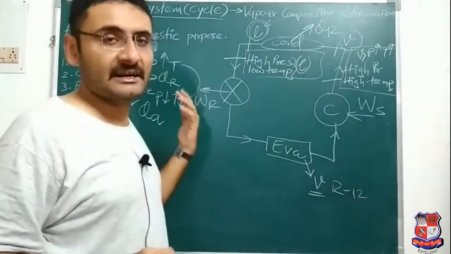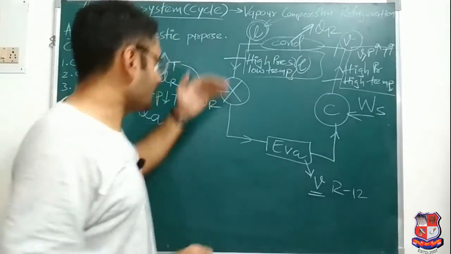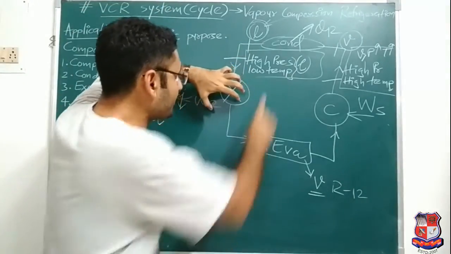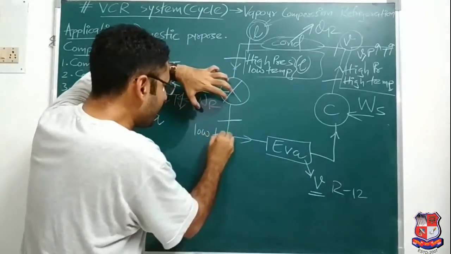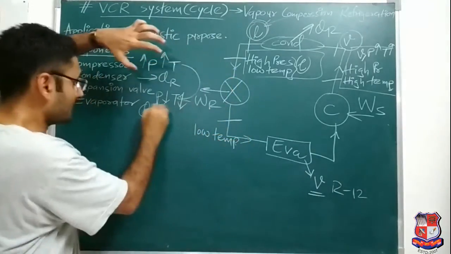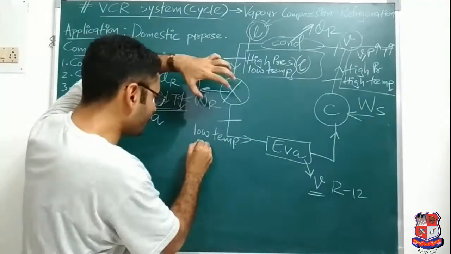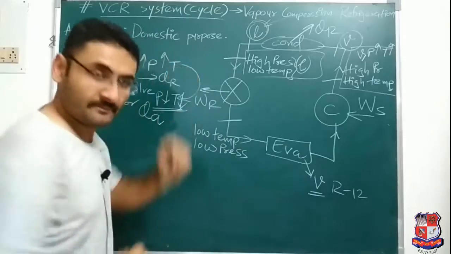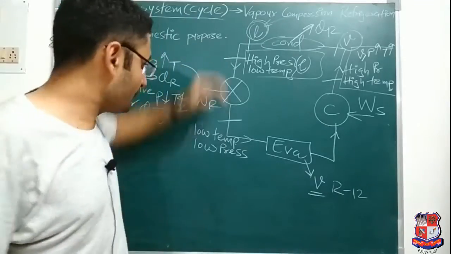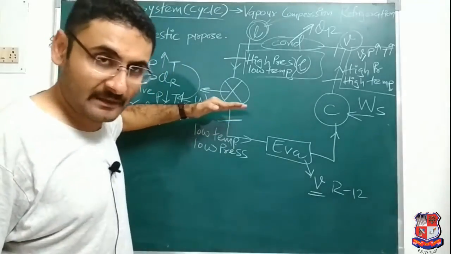It will reject the work. Both are opposite, that's why. Achha, so expansion device will do what? It will decrease the pressure. So over here what can I write? Low temperature, also temperature, it will also decrease. So over here I can write like that: low temperature and low pressure of refrigerant will come after the expansion device.